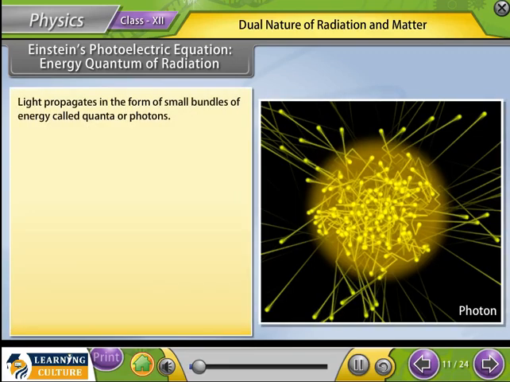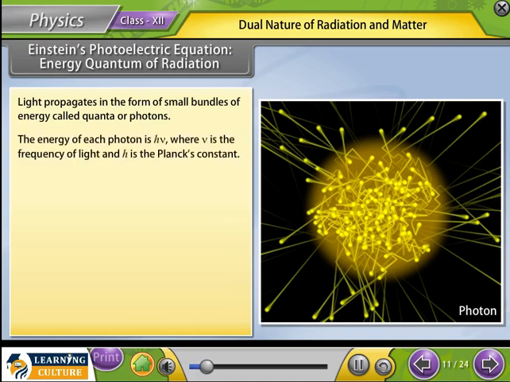Light propagates in the form of small bundles of energy called quanta or photons. The energy of each photon is h nu, where nu is the frequency of light and h is the Planck's constant. The value of h is 6.62 × 10^-34 joule second.